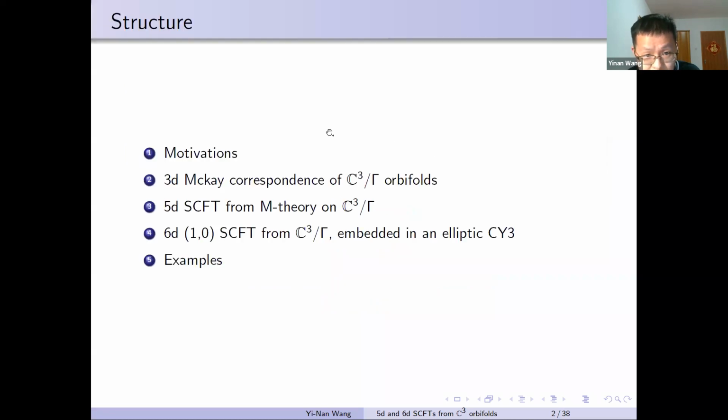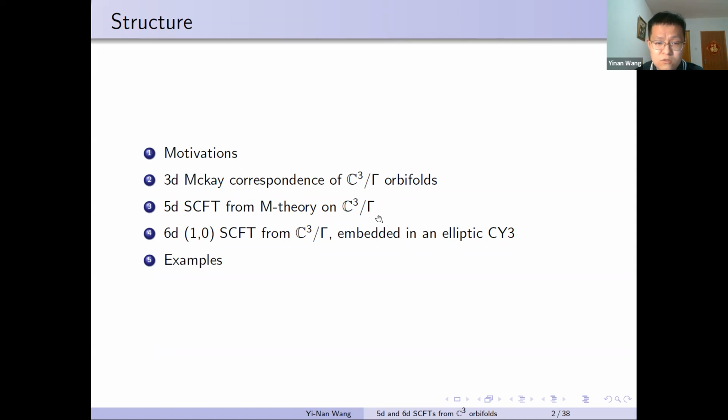The structure of this talk is like this. First, I'm going to shortly introduce the physical motivation of this work. And then I'm going to briefly reveal a very nice mathematical subject, which is called the 3D McKay correspondence of C3 mod gamma orbifold. And then I'm going to present the dictionary between the 5D SCFT constructed from M theory on this orbifold singularity and the group theoretic data of this finite group gamma.